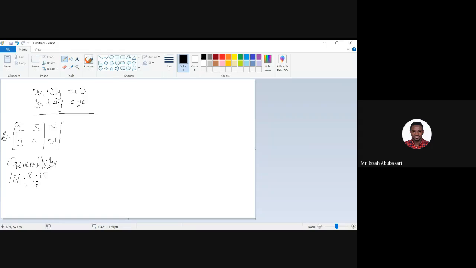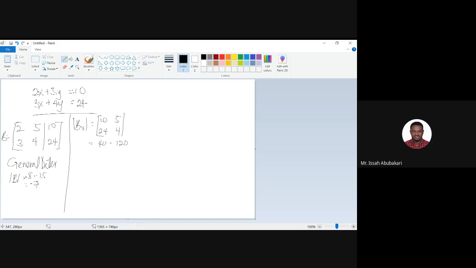Now we are going to find the determinant of Bx. Because we are solving for x, we replace the x values with the b values. So this will be the matrix 10, 24, 5, and 4. The determinant will be 10 times 4, which is 40, minus this time, 24 times 5, which is what? 120, right?